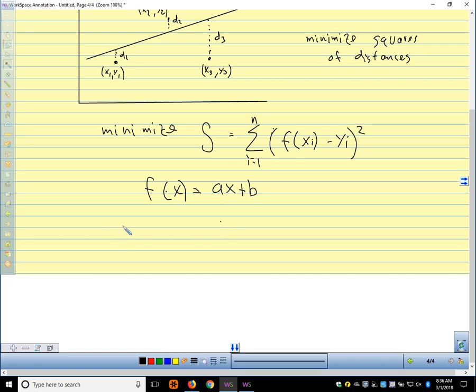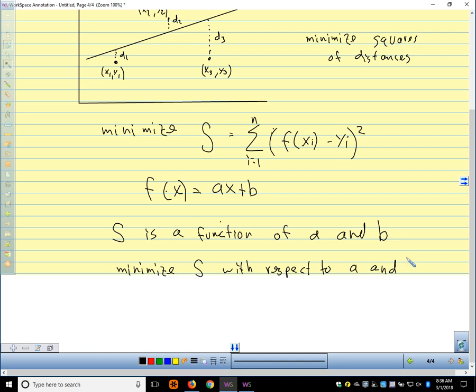So what happens here is S is a function of a and b. So what we do is minimize S with respect to a and b. So S, the sum, is a function of a and b. It's a function of two variables.